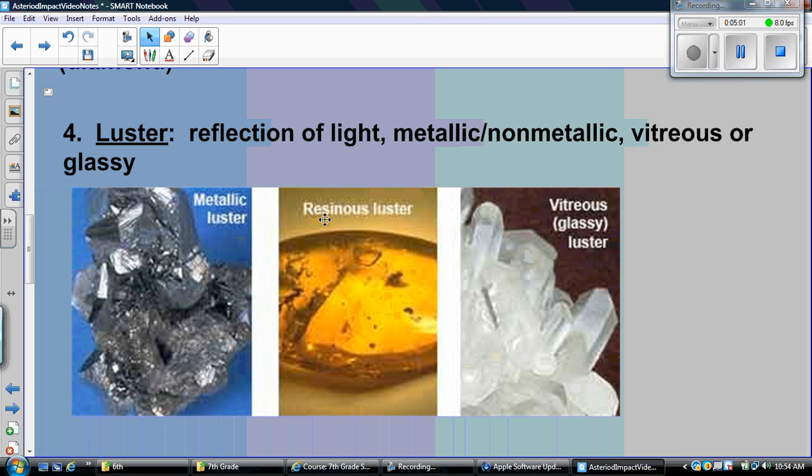You do have what's called a resinous luster. Basically, it looks like there's a lot of resin. You can see particles in the mineral, and that picture right there is a sap. That's sap.